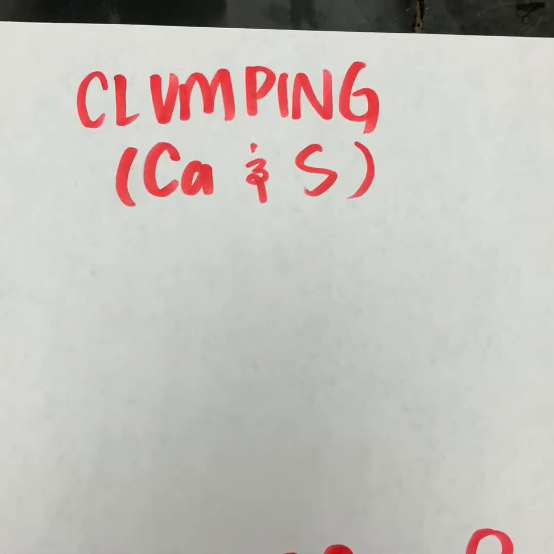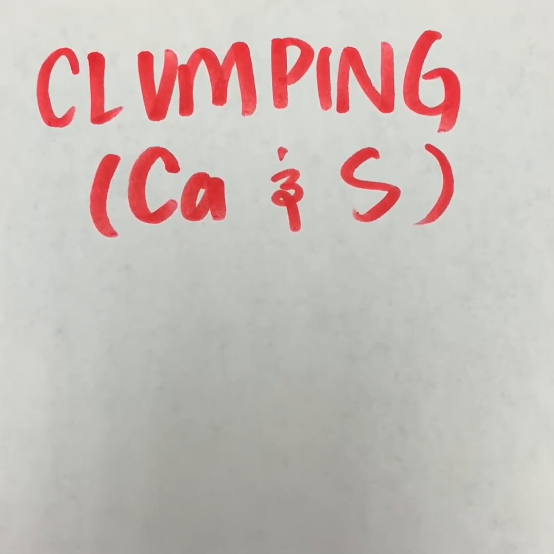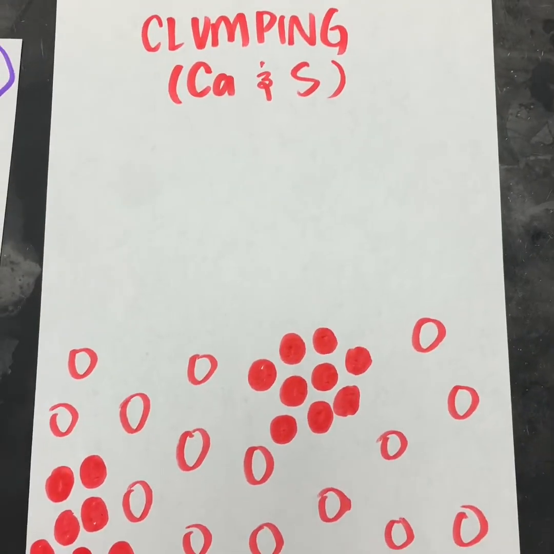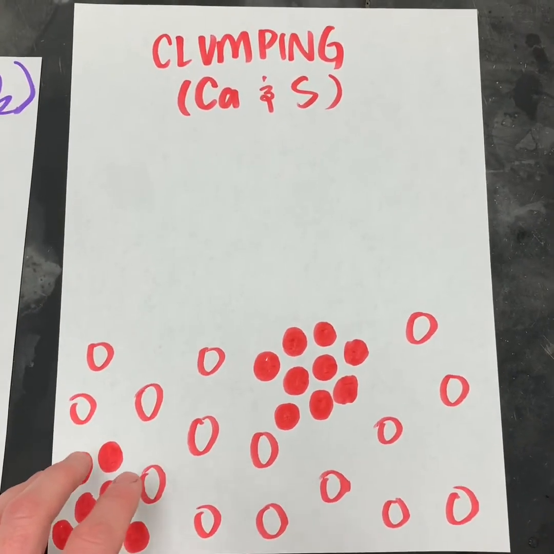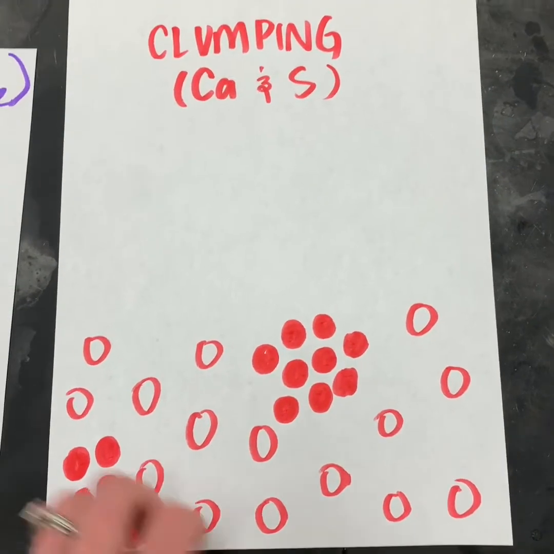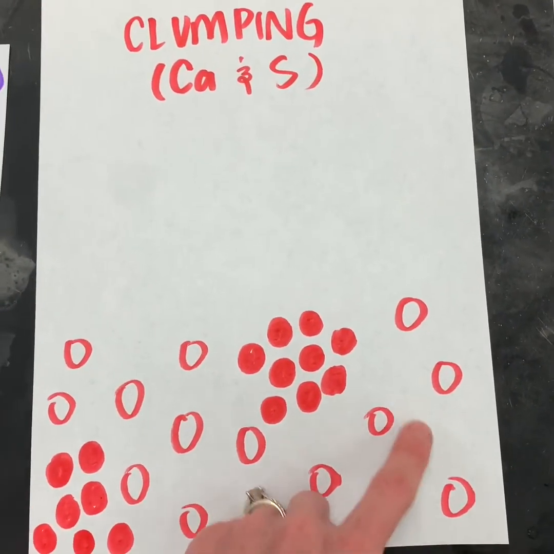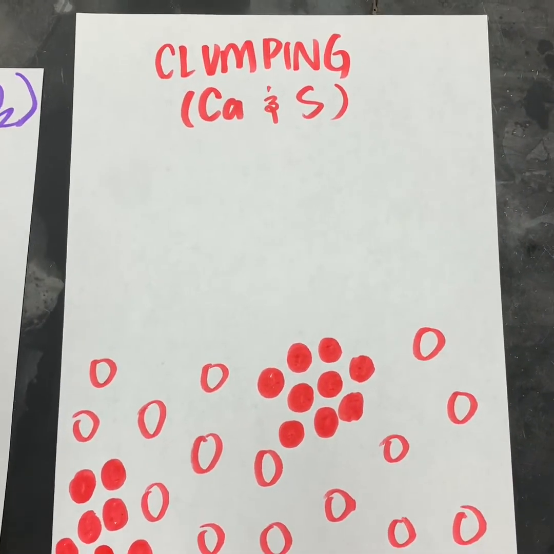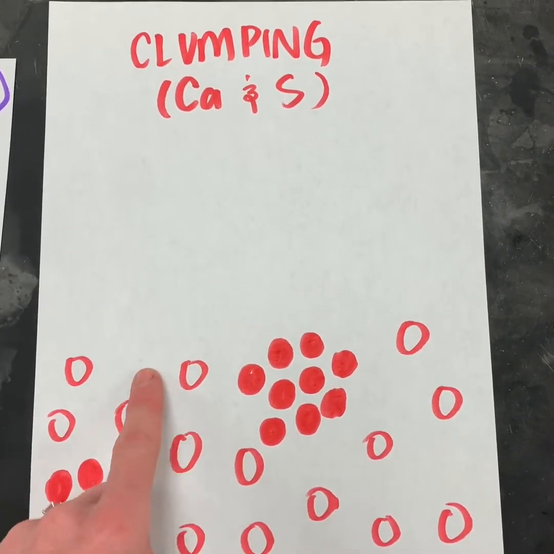With heterogeneous mixtures, we're going to be looking for two things. One of those things is clumping. At the particle diagram level, or the submicroscopic level, we're going to be seeing clumping. This is an example with calcium and sulfur. Calcium is represented by these filled in red circles. The calcium is all clumped together, which would mean that at the macroscopic level with our eyes, we would be able to see chunks of calcium separated by the powdery sulfur all around.